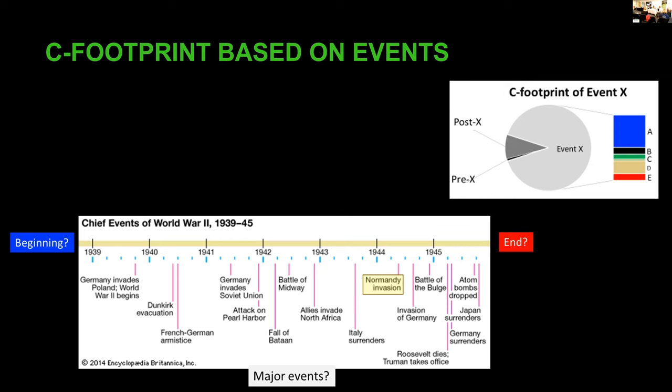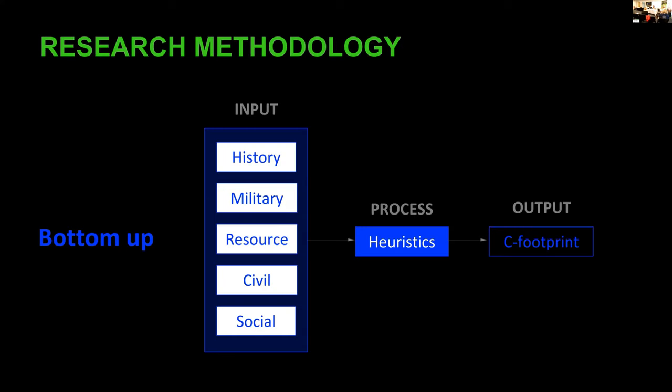Not only should we consider the war events, but because all the wars and events have some preparation phase and also a post-war period for resiliency, we should also consider them in our estimation. We also, like others, use a bottom-up approach in which information on the history of World War II, military resources of material and energy demands, and municipal and industrial, civil and social aspects will be used to estimate the carbon footprint.